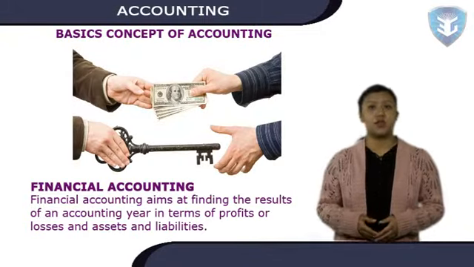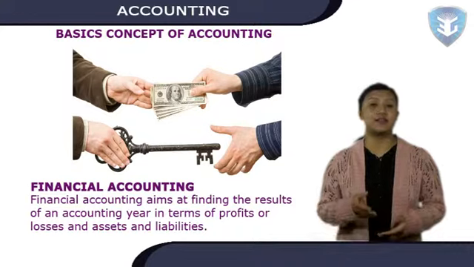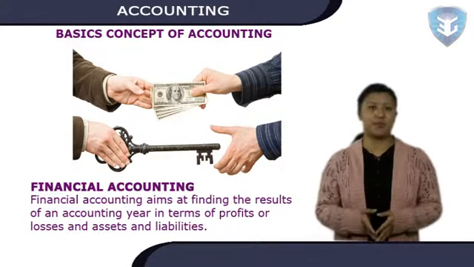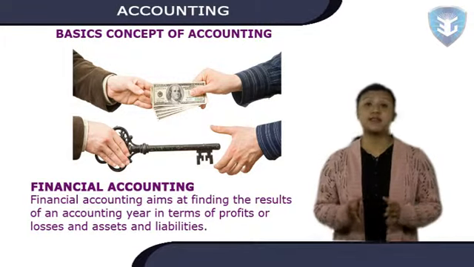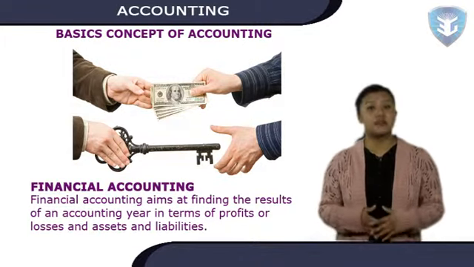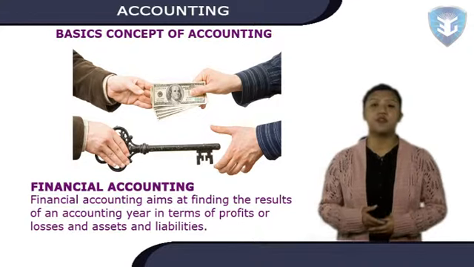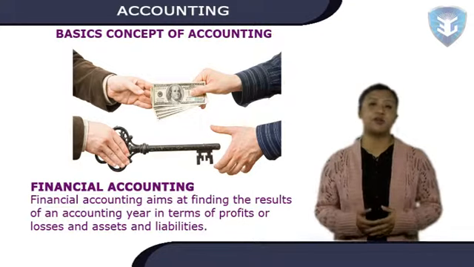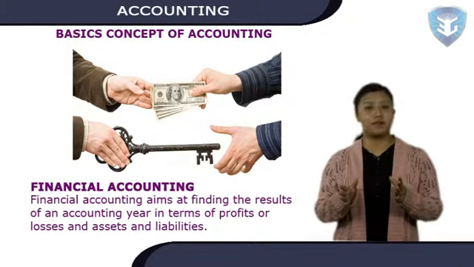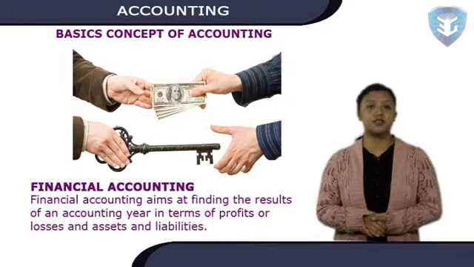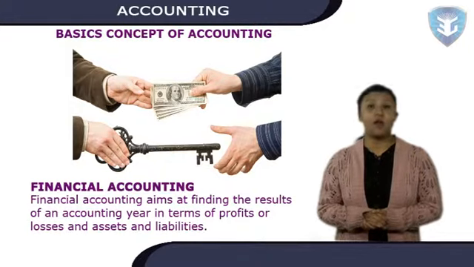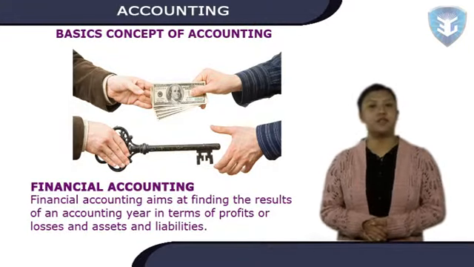Financial accounting. Financial accounting aims at finding the results of an accounting year in terms of profits or loss and assets and liabilities. In order to do this, it is essential to record various transactions in a systematic manner. Financial accounting is defined as the art and science of classifying, analyzing and recording business transactions in a systematic manner in order to prepare a summary at the end of the year to find out the results of the concerned accounting year. The definition given above is self-explanatory. However, for understanding clearly, the following terms are explained.